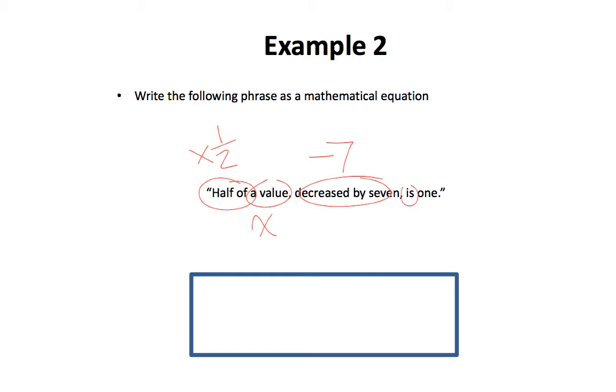Is corresponds to an equal sign. And 1 corresponds to just the number 1. Therefore, when I put all of these things together, I get half of a value decreased by 7 is 1.